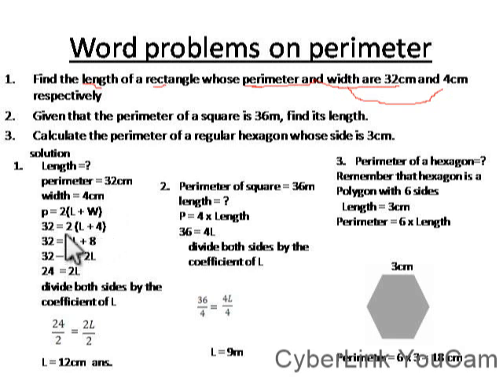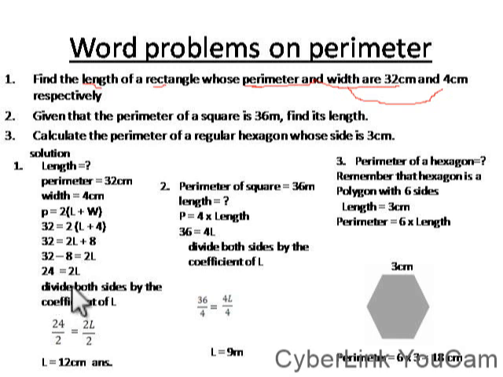32 is equal to 2 times L, which gives us 2L, plus 2 times 4, which gives us 8. Collect like terms. That means the 8 moves to the other side. It's plus here, and when it moves to the other side, it becomes what? Minus. So 32 minus 8 is equal to 2L. 32 minus 8 will give us 24 equal to 2L.